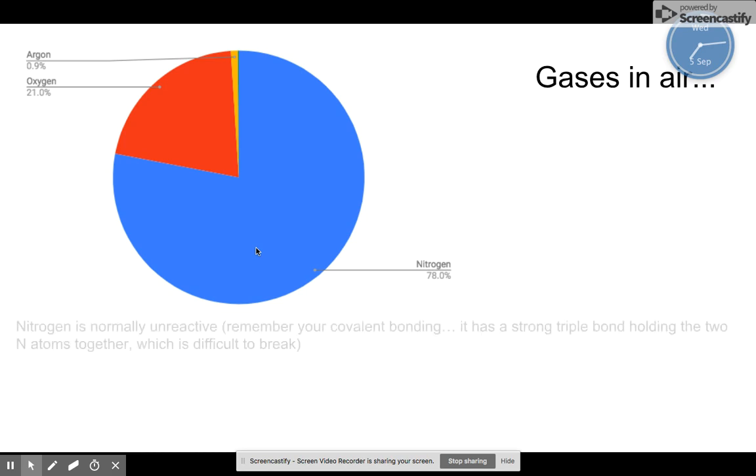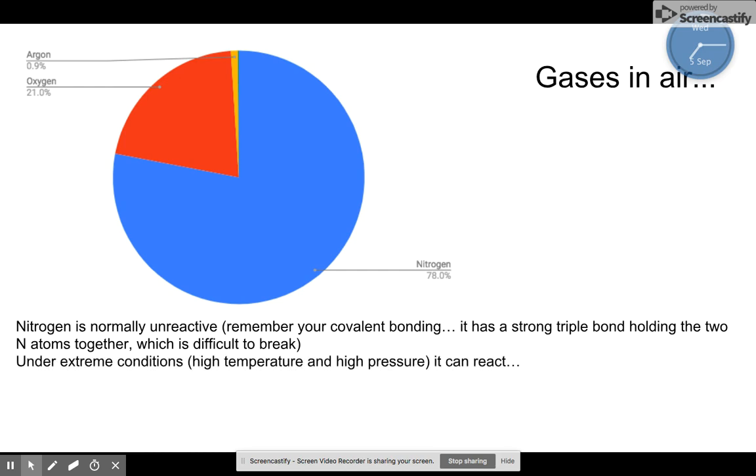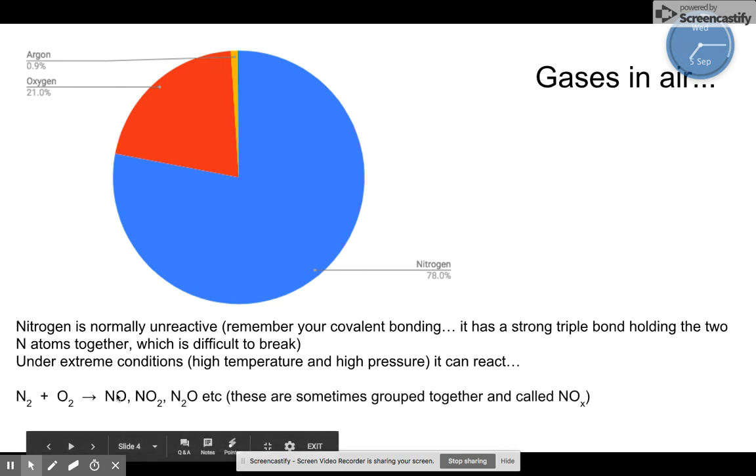All of this is nitrogen, and you may remember that nitrogen is normally very unreactive. You might remember from covalent bonding that it has a triple bond which holds the two atoms together in N2. Under extreme conditions, if it's really, really high temperature or high pressure, just like in a car engine, the N2, which is normally very unreactive, can react. And it'll produce NO, nitrogen monoxide, nitrogen dioxide, dinitrogen monoxide. Those are a group of gases which are called NOx.